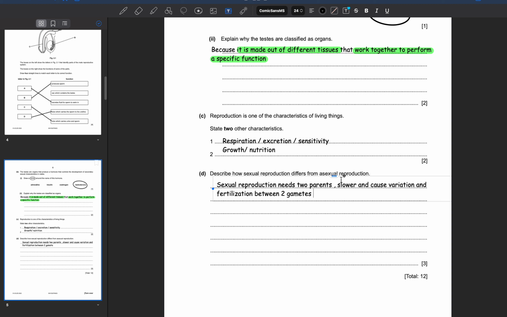Okay, so I've taken the 3 marks. Let me distribute the marks. We have three marks. First, sexual reproduction needs two parents. This is 1 mark. It's slower. This is another mark. Causes variation, because we know that in asexual reproduction there is no variation. And fertilization between two gametes takes place in sexual reproduction. So that's 4 marks, not only 3.